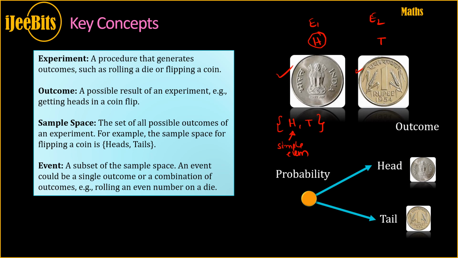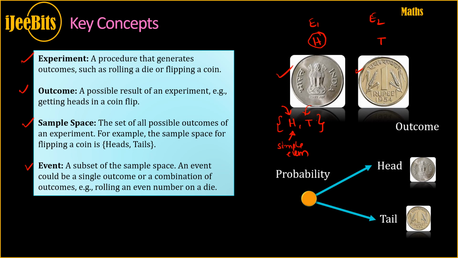These are the events, the collection of events in your sample space. All possible outcomes you put together and call them a sample space. Outcomes are what an experiment produces: getting head, getting tail are your outcomes. To get them, you perform some procedure, which is called the experiment. So the keywords are experiment, outcome, sample space, and event.